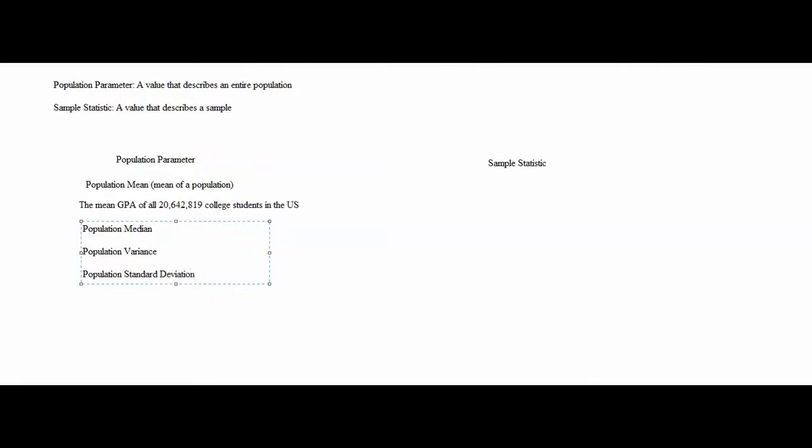So if you recorded the GPAs of all of these college students, meaning you recorded the GPAs of every college student in the US, and then you used the answers to calculate a variance and a standard deviation, your answers will be called a population variance and a population standard deviation. And both of them would be called population parameters, just like how the population mean would be a population parameter.